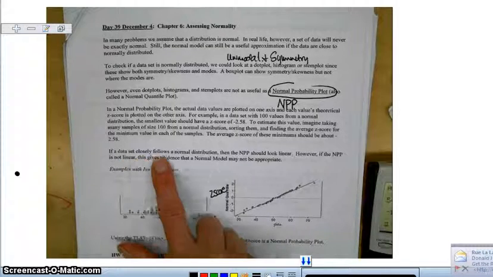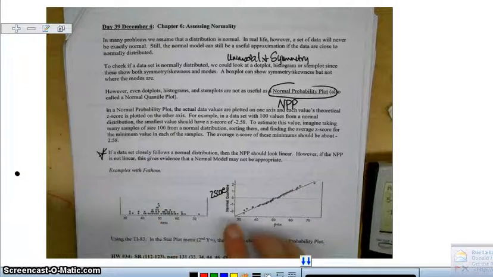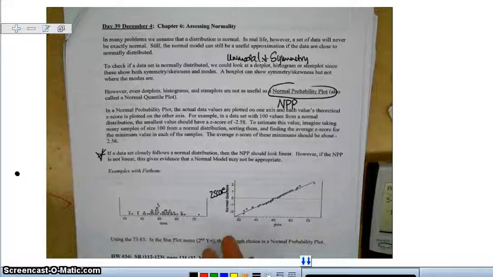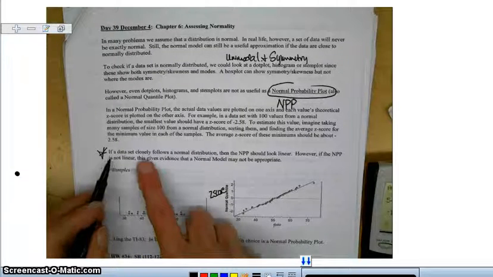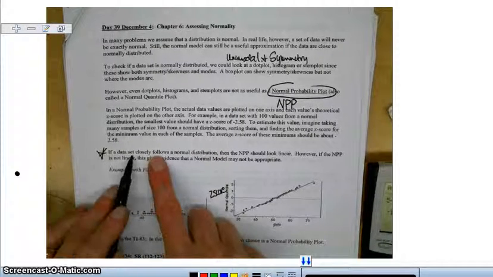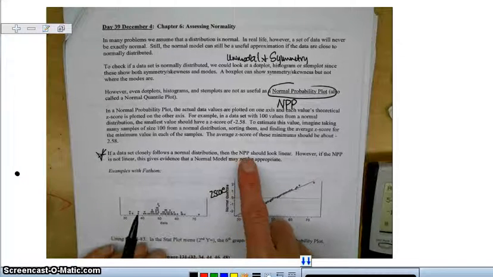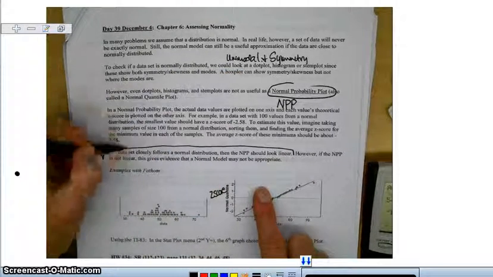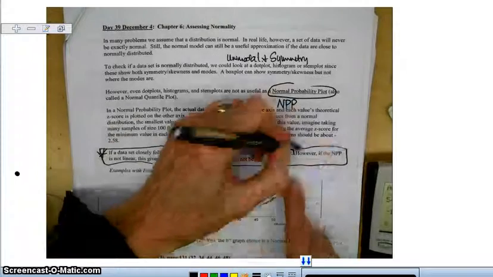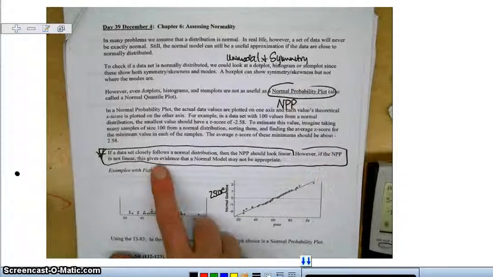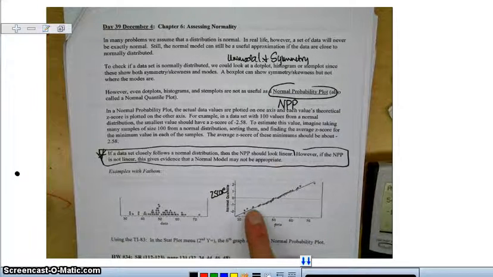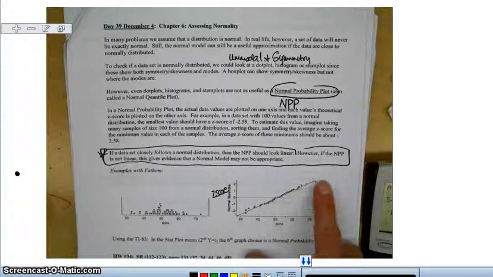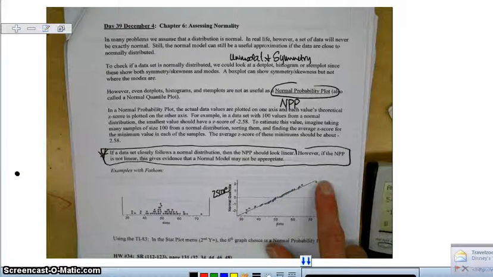So if a data set closely follows a normal distribution, here's the key, here's how you read it. If you have a normal probability plot, here's how you tell if your data is good for a normal distribution. That's what this is looking for, telling you right here. So if a data set closely follows a normal distribution, then the normal probability plot should look linear. Right there, there's the key. However, if the normal probability plot is not linear, this gives evidence that a normal model may not be appropriate. If it's a normal model, basically you should have values all along from the lowest to the highest z-score, and it will make just a nice little straight slanty line.